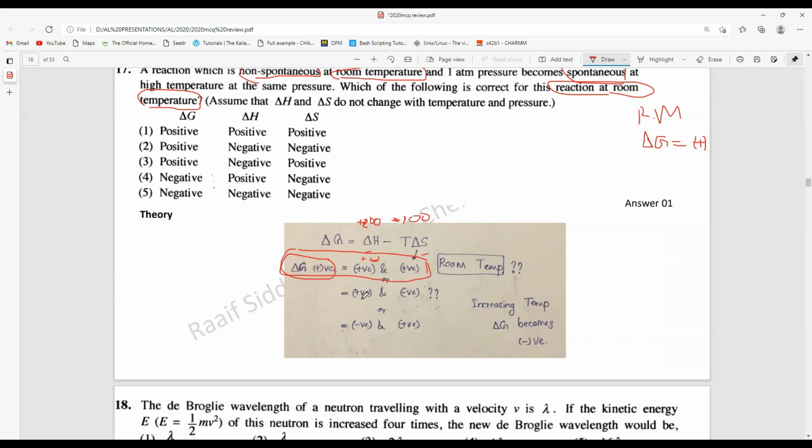So let's go to the next one. If this is positive, let's take the same value, plus 200. And if entropy is negative, then negative times negative is going to be multiplied. So it is like minus 100 times minus, so it will be plus 100. So here the overall amount is plus 300, and here it is plus 100 for the first case.